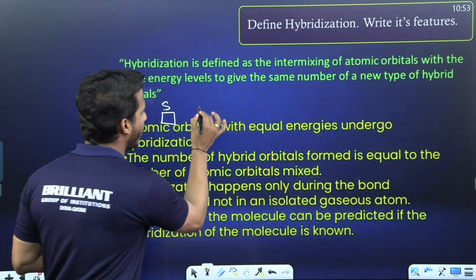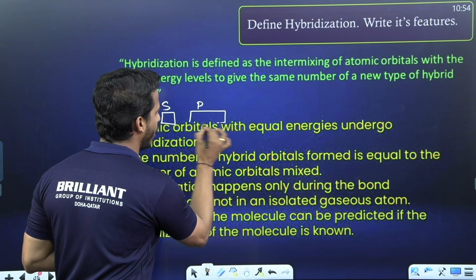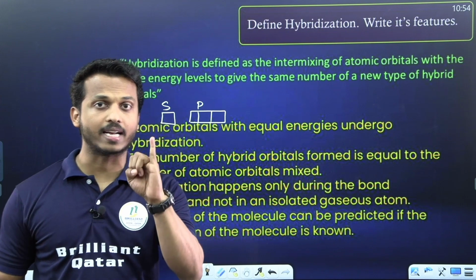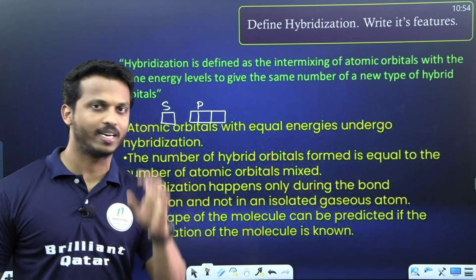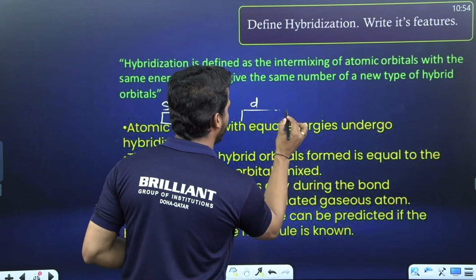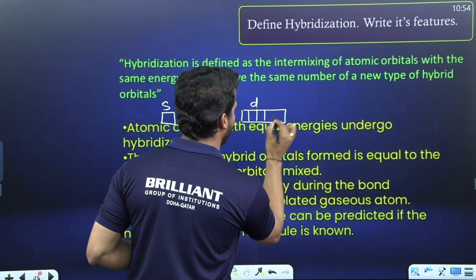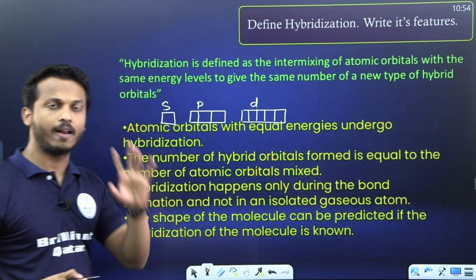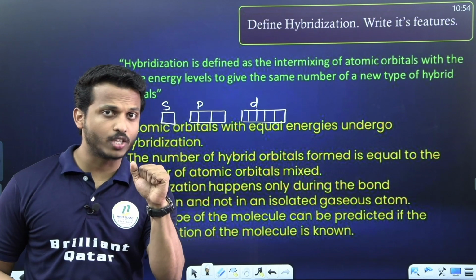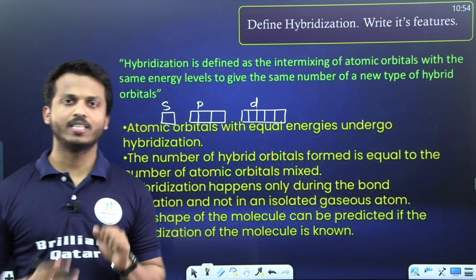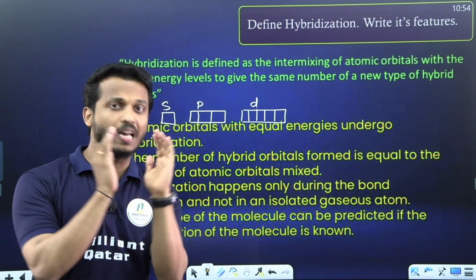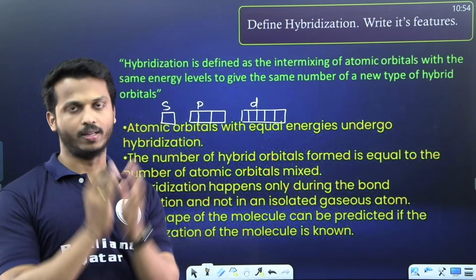What about the p orbital? While you're drawing any p orbital, you will write 3 orbitals. Which are they? Px, py and pz. You may have studied it in the Structure of Atom chapter. And while writing the d orbital, you will write 5 orbitals. Which are the 5 orbitals? dxy, dyz, dxz, dx square minus y square and dz square. These are the d orbitals. So s orbital 1, p orbital 3, d orbital 5 are there.